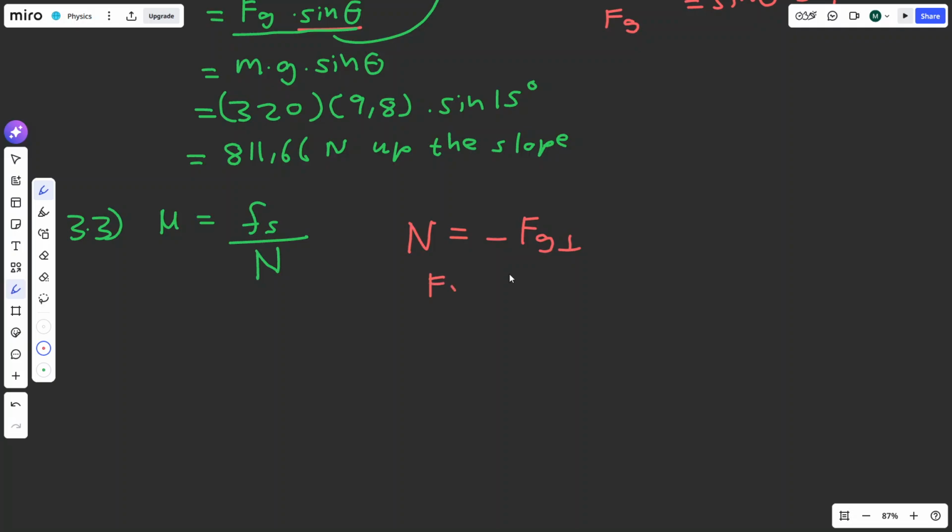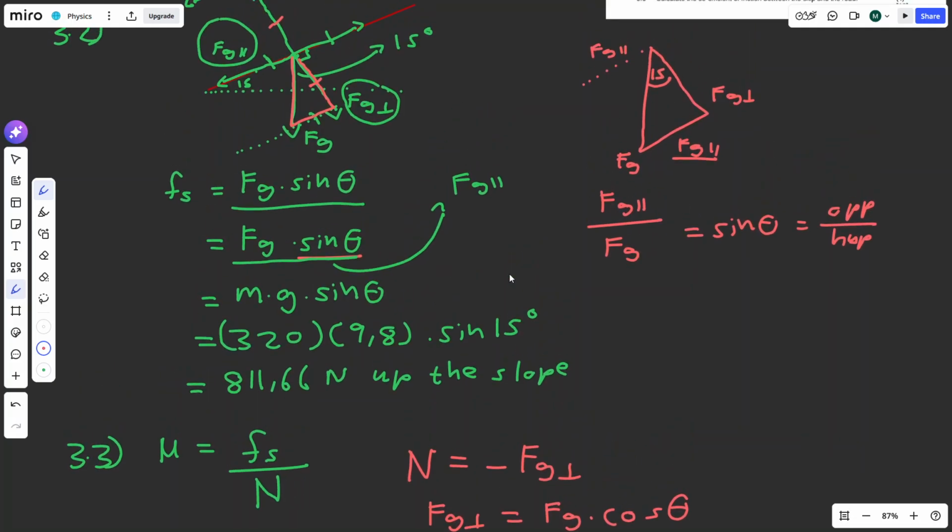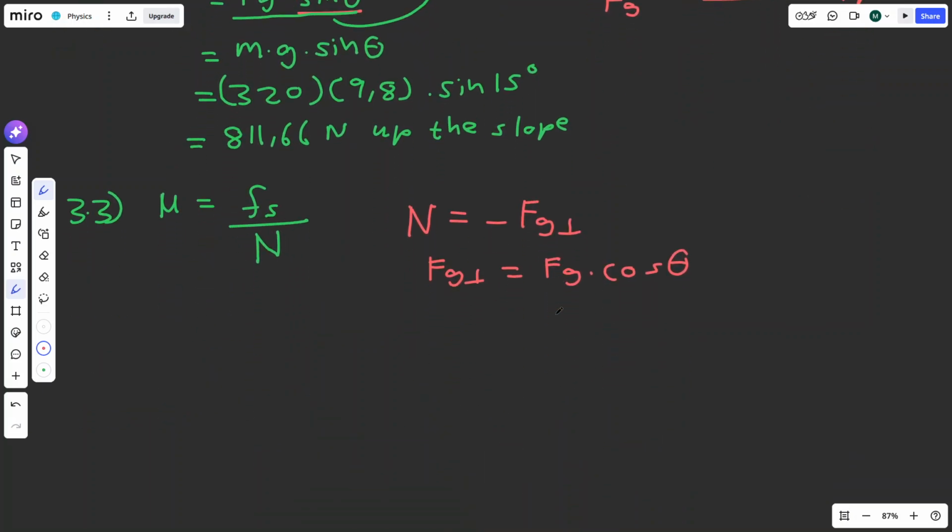So what is Fg perpendicular? Fg perpendicular is equal to force of gravity multiplied by cosine of theta. So remember what we did previously, where we found Fg parallel to the plane. We used sine of theta instead of cos of theta. So when finding Fg perpendicular, you'll be using cos of theta.